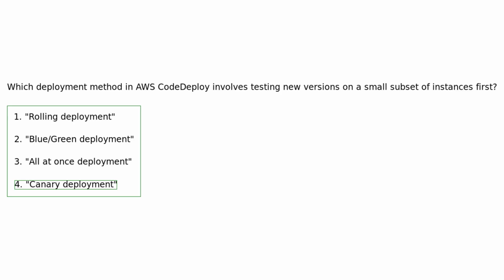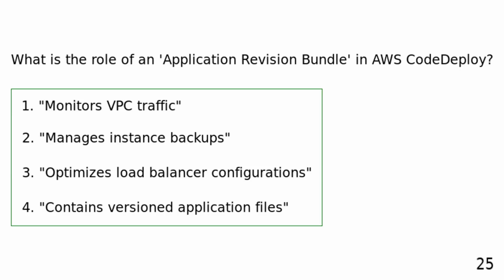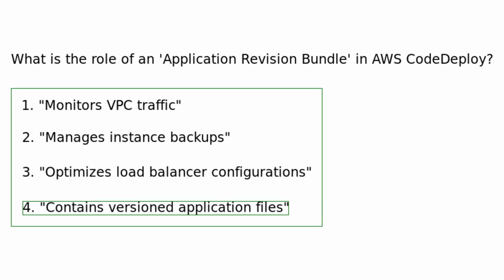What is the role of an application revision bundle in AWS CodeDeploy? Monitors VPC traffic. Manages instance backups. Optimizes load balancer configurations. Contains versioned application files. An application revision bundle in AWS CodeDeploy contains versioned application files prepared for deployment.